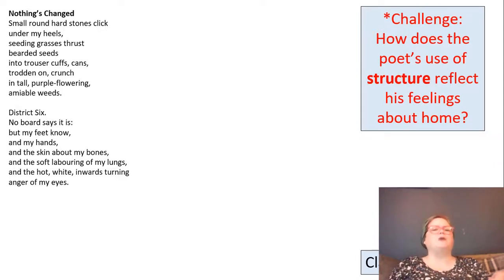So what's being described is something that's not very organised. So, for example, if you go out into Alfreton and you walk down the road to get to Tesco's, you won't be stepping on small, round, hard stones. You won't be dealing with seeding grasses or bearded seeds, okay? You won't be treading on tall, purple, flowering weeds. So all of those things suggest that it's not a very well developed area that person is in.